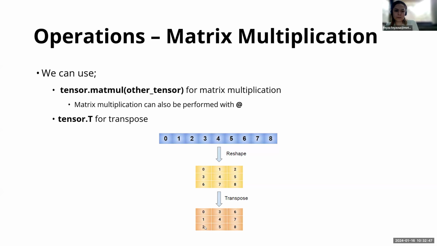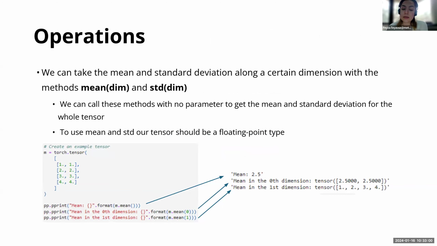And actually, we have a lot of operations. We can take mean and standard deviation, both over the overall tensor or along a certain dimension. We can call these methods with no parameter for the whole tensor. And for a specific dimension, such as rows and columns, we have to give a parameter for the given dimension. For example, if we have this tensor, which is full of 1s, 2s, 3s, and 4s, we have the overall mean of these values, which is 2.5.